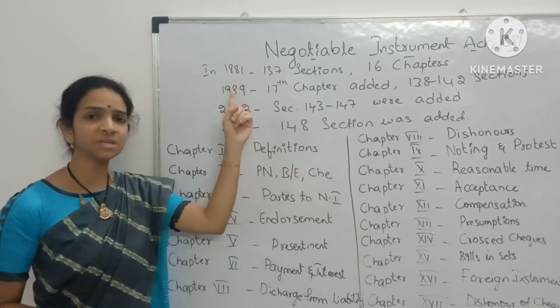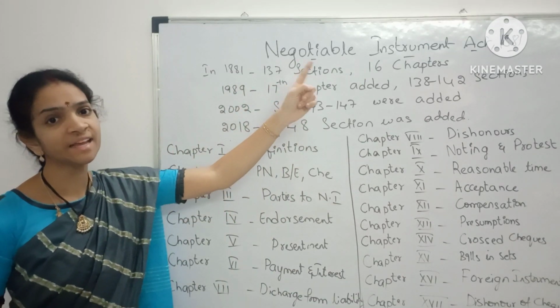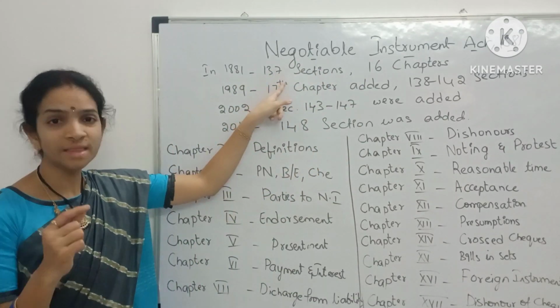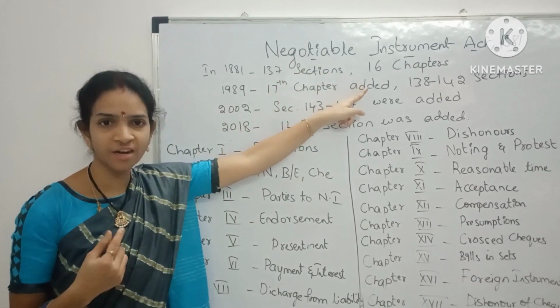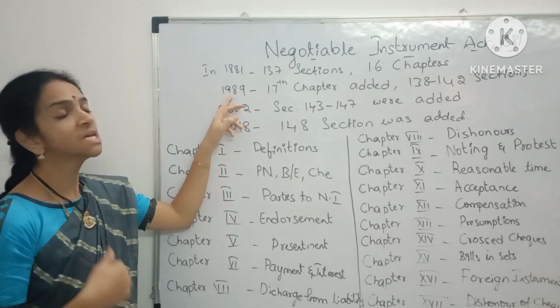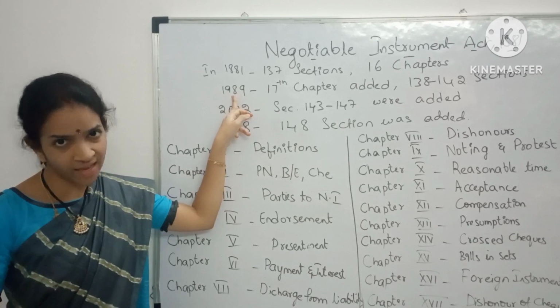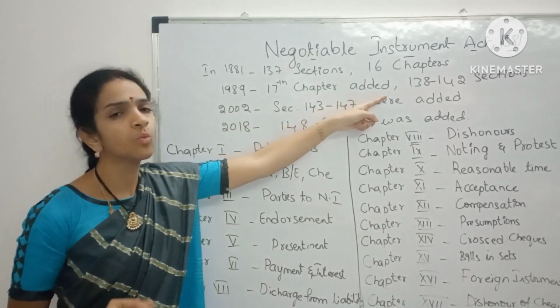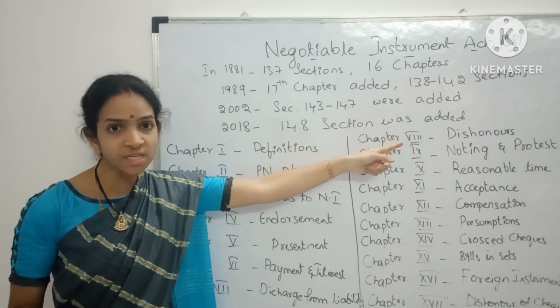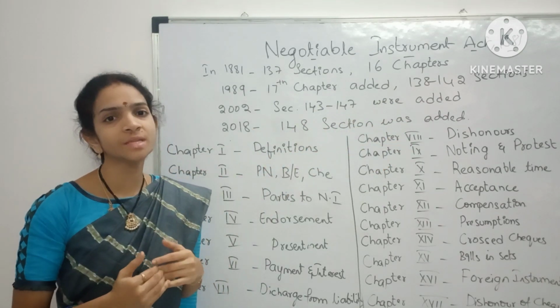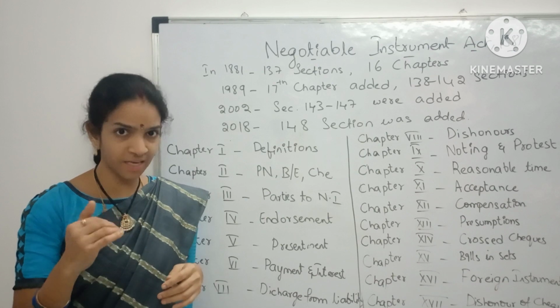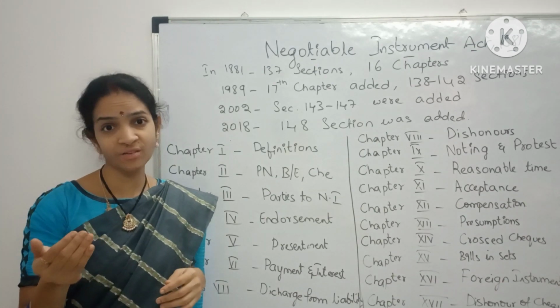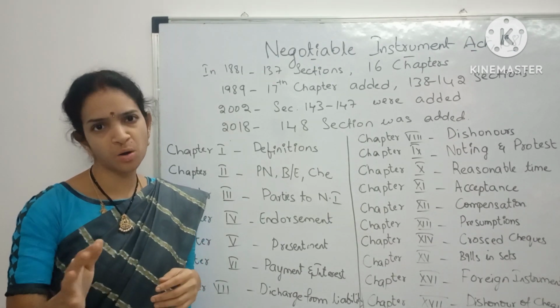The Negotiable Instruments Act was passed in 1881 with 137 sections, which are included in 16 chapters. In 1989 it was amended again and a 17th chapter was included, comprising sections 138 to 142, which exclusively deal with the dishonour of checks. In our normal conversational language, we call it check bounce.